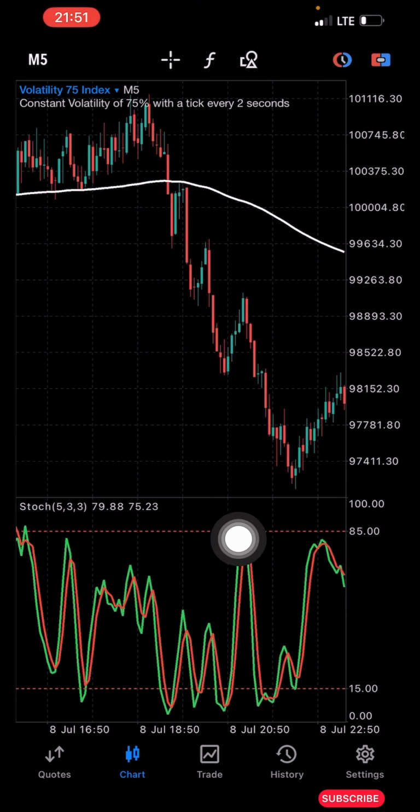So immediately you wait for the green line to cross below the red line, then you go in for your sell, all right? And you have to hold till it gets to our oversold level here, and then you exit the market and you look for the next opportunity to present itself. Okay, so that is how simple the strategy is.